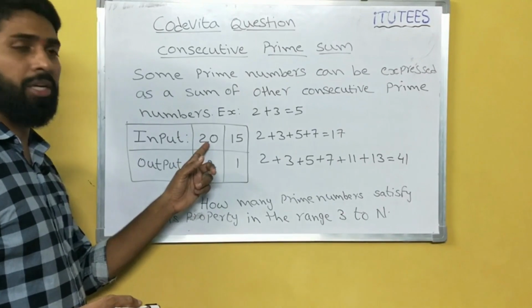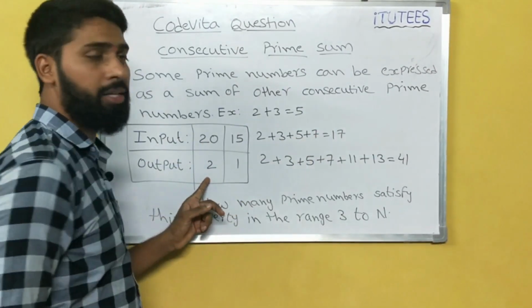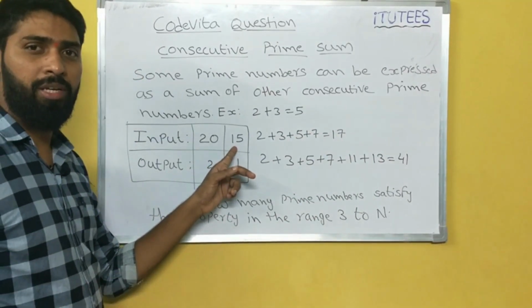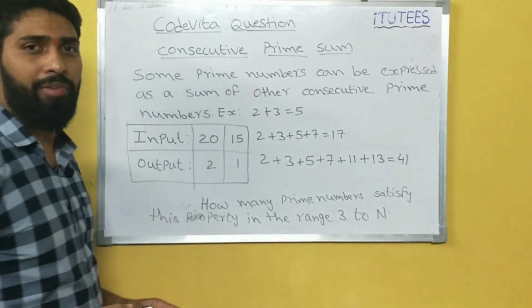If I give 20, what are the consecutive prime numbers? 2: one is 5, another one is 17. If I give input as 15, then the only such prime number is 5.